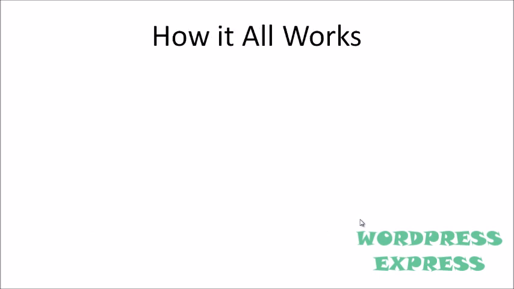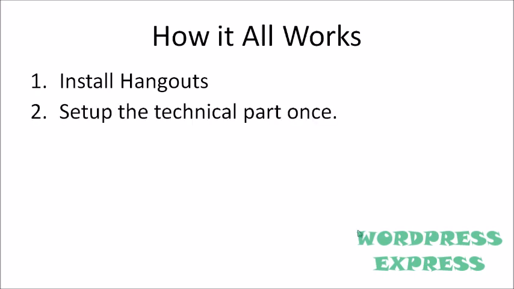So let's talk about how it all works. This is what you're going to do. You're going to install Hangouts. You have to install the plugin that's part of the browser and then install the actual Hangouts program. And then whatever you do within the system, you'll have to install the little plugins here and there. And I'll walk you through the whole process. But Hangouts is pretty much compatible with all different types of systems. And then of course we're going to have to set up the technical part, the microphones, the webcams, and stuff like that. Once it's set and done, it's done. You don't have to do that again.